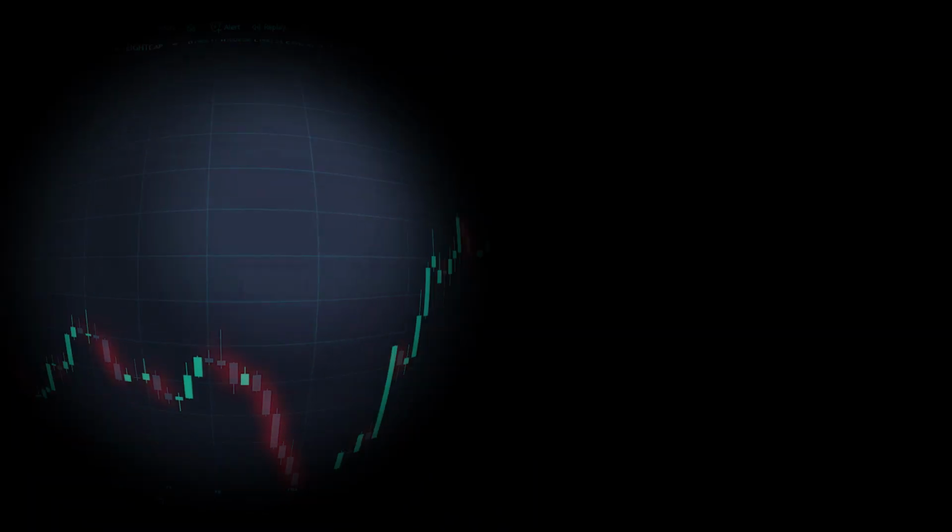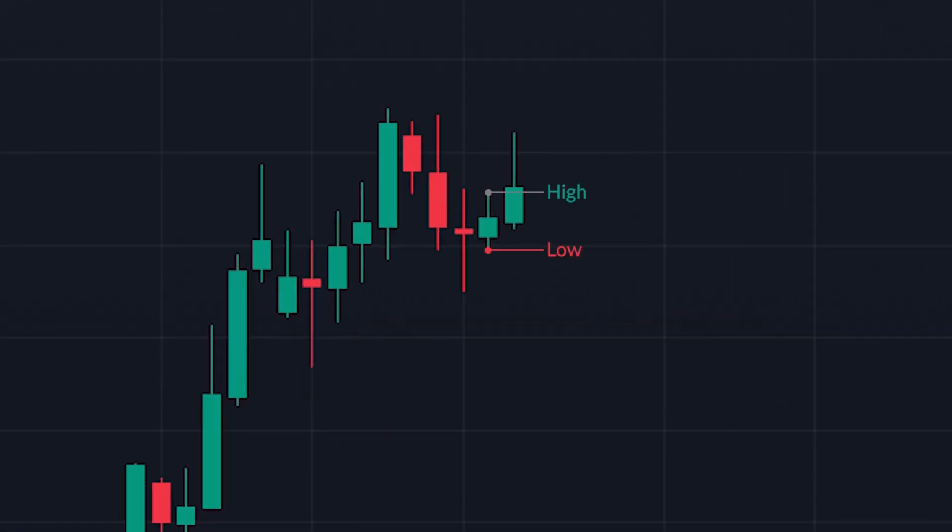Let's take a look at this chart for an example. Here we marked the high and low of this candle. The next candle closed above the high of the last candle, and we thus have a bullish bias.